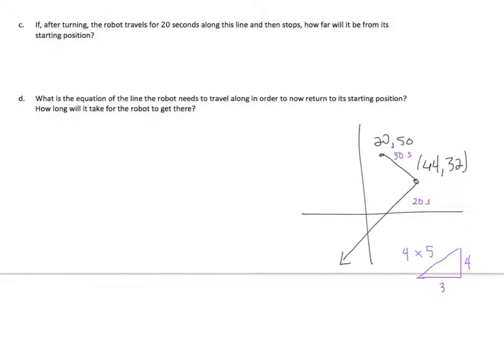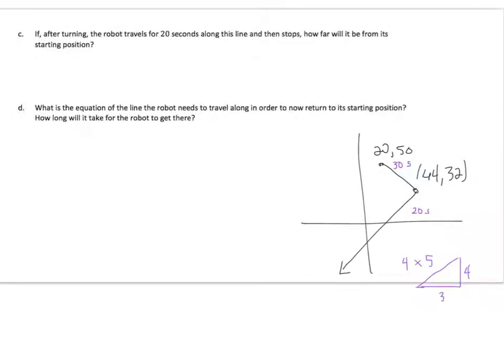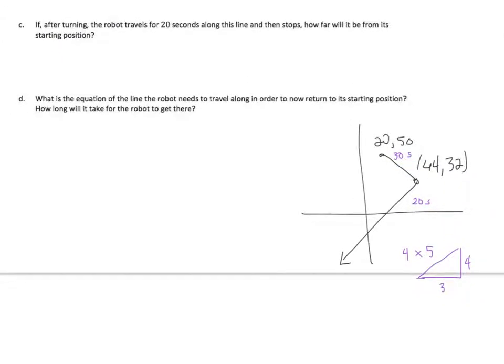Alright, so if after turning the robot travels for 20 seconds along this line and then stops, how far will it be from its starting point? So, 20 seconds times 2 units per second is 40 units.